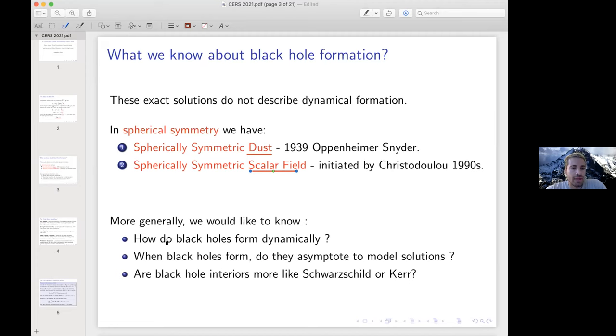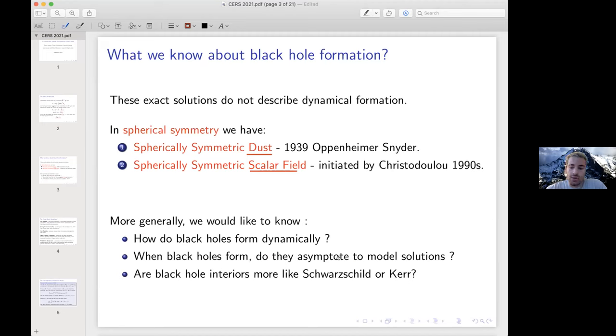But of course, more generally, we want to know how do black holes form dynamically without these assumptions of spherical symmetry. We'd like to know that when they form, do they actually asymptote to model solutions in the context of vacuum? Of course, that's important for astrophysics. In astrophysics, most of the time, people superimpose things like the angular momentum or the mass or the radius on the observations, and that's only valid if the real astrophysical system is a good approximator or approximates these model solutions.